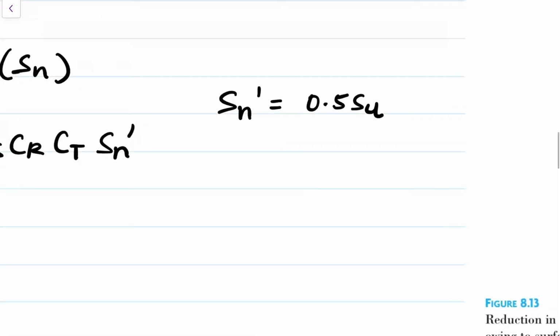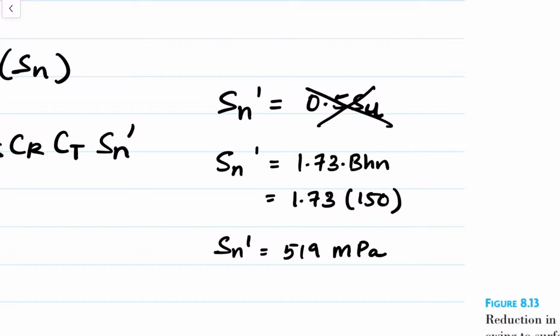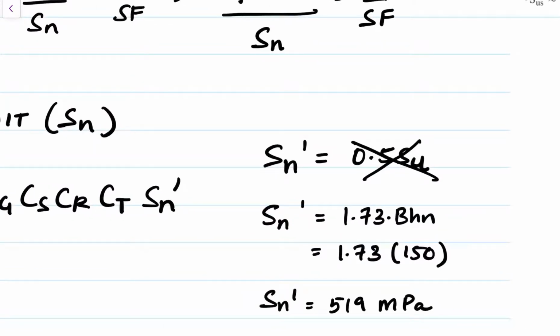So instead of using this equation, because I don't know Su, you can say that Sn prime is equal to 1.73 times your hardness, which is in BHN. So that's 1.73 times 150, or Sn prime is 519 megapascals. Now, another way you could solve it is find out what Su is.